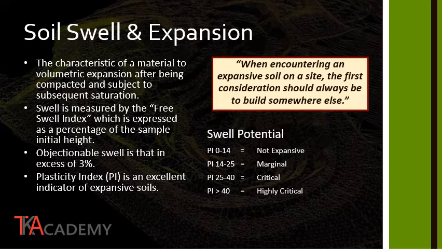The plasticity index, or PI, is an excellent indicator of the potential of expansive soils. A soil sample with a PI between 0 and 14 is considered non-expansive. A PI between 14 and 25 is considered marginal. A PI between 25 and 40 is a potential for critical swell, and a PI over 40 is considered highly critical for soil swell. A good rule of thumb is, when encountering an expansive soil on a project site, the first consideration should always be to build somewhere else.